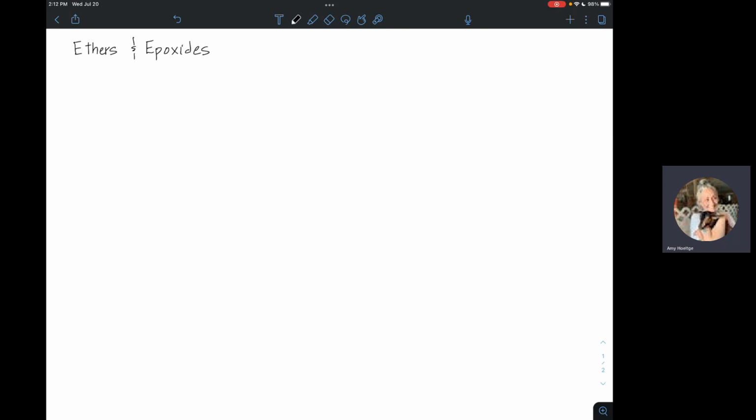So in general, an ether has the form of R, so rest of molecule, right? O, and then R. Or that's if you have a perfectly symmetrical ether, right? You can have these R groups be different things. And we indicate that with just a little prime when R is different.